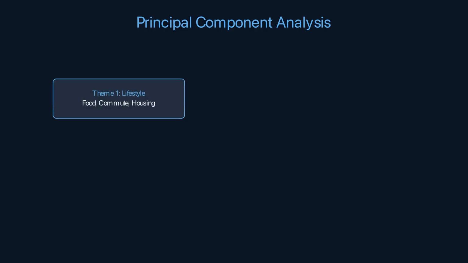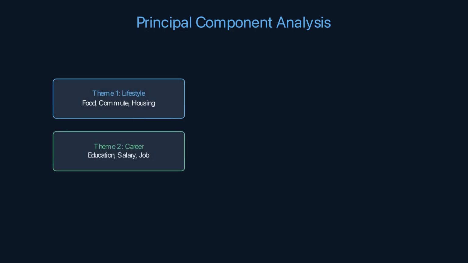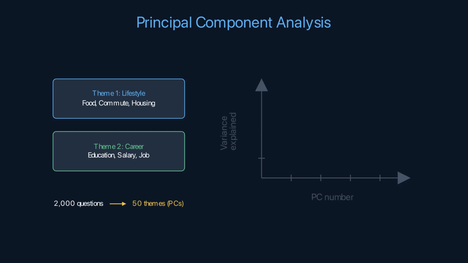A principal clerk reads through all 2,000 and notices patterns. Questions about food, commute, and housing all correlate. They're really about lifestyle. Questions about education, salary, and job title correlate. They're about career. The clerk summarizes 2,000 questions into 50 themes, principal components. Each theme captures a pattern across many questions.